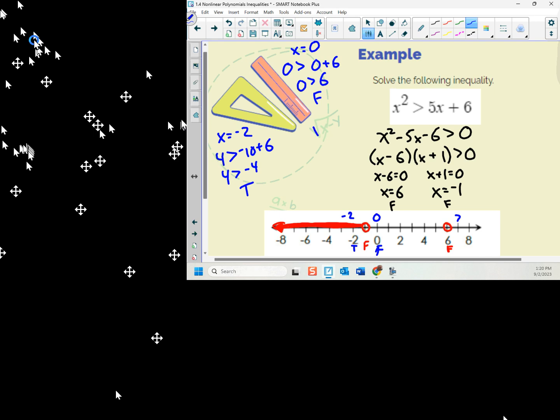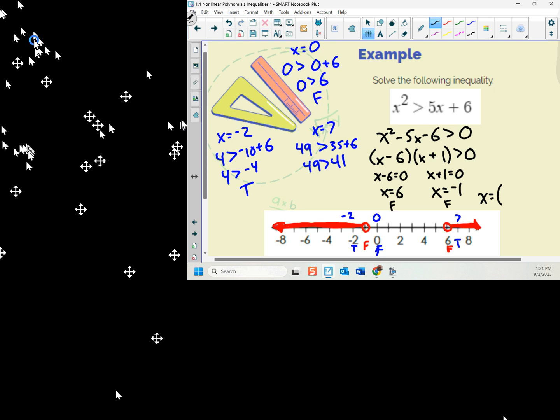And if I plug in x equals 7, I get 49 is greater than 35 plus 6, which is 49 is greater than 41, which is true. So this is a true statement, and therefore I want to shade towards it, going off from positive 6 to positive infinity.